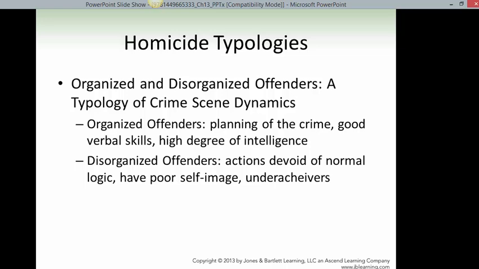Homicide typologies. Organized and disorganized offenders, a typology of crime scene dynamics. Organized offenders: planning of the crime, good verbal skills, high degree of intelligence. Disorganized offenders: actions devoid of normal logic, have poor self-image, and are underachievers.